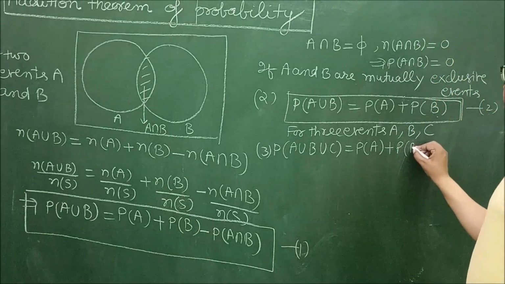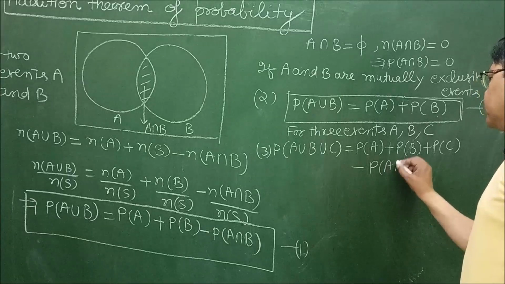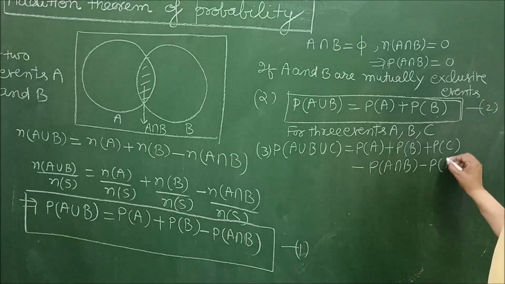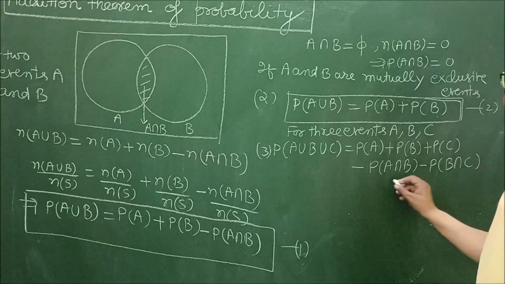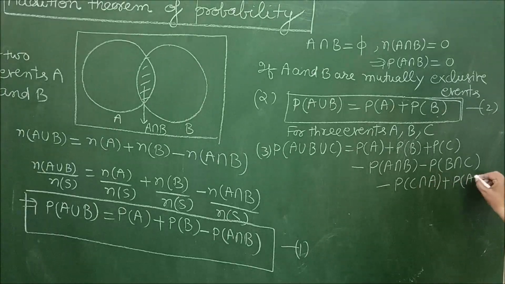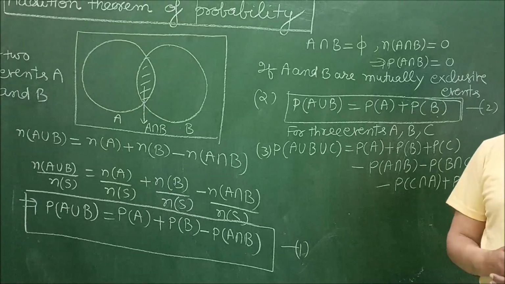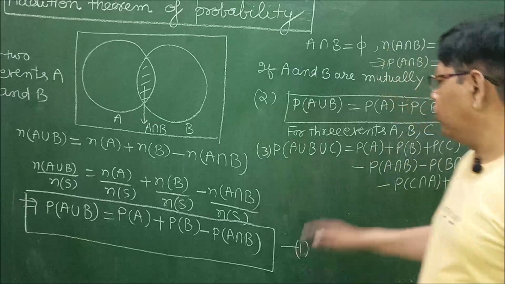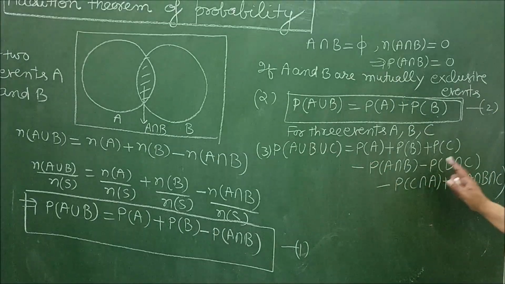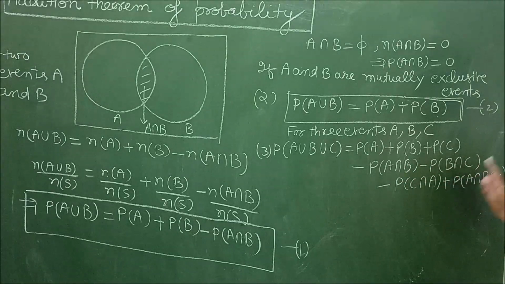Plus probability of B plus probability of C minus probability of A intersection B, minus probability of B intersection C, that is B and C, minus probability of C intersection A plus probability of A intersection B intersection C. So this is the formula for the addition theorem for three events A, B and C. Probability of A union B union C is equal to PA plus PB plus PC minus PA intersection B, that is PA and B, probability of B and C, probability of C and A plus probability of A and B and C.